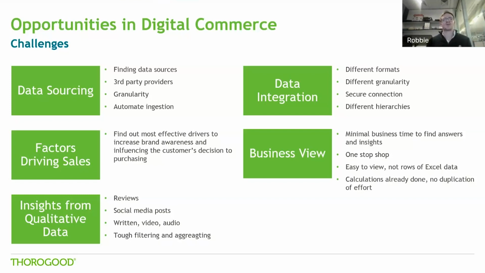Then trying to work out the factors driving sales. So it's great to bring all this data together, but how do you set up a way so that you can say, okay, when I invested more in pay-per-click advertising, did that have an effect on brand awareness? Did it have an effect on my top line of sales as well? Did it influence the customer's decision for purchasing? But how do I separate that from, say, my increased social media engagement? So how do I really tell what was the driving factor in an increase or even a decrease in sales?